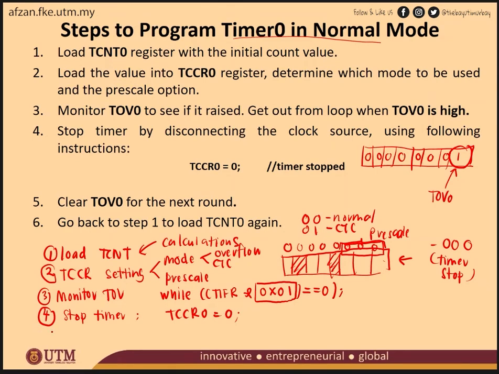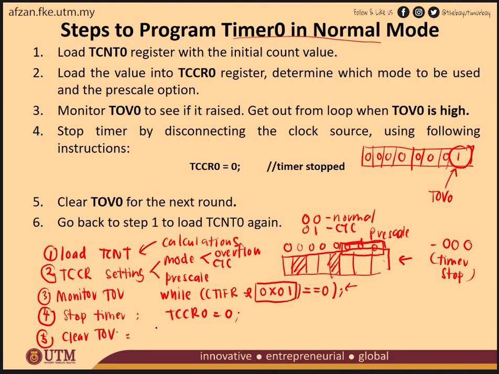And step number 5, okay, clear your TOV flags. How to clear your TOV flag? Why do we need to clear your TOV flag? Because just now, when the overflow occurs, TOV is set to 1. Okay, and then the value of TOV0 will remain until you clear your TOV. So how to clear your TOV0?